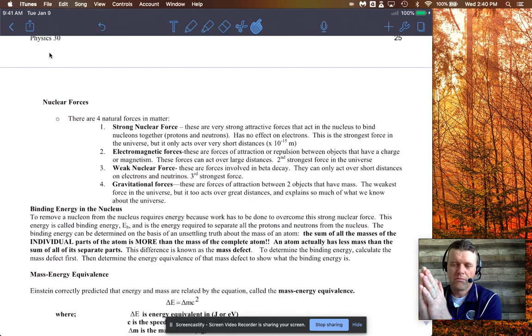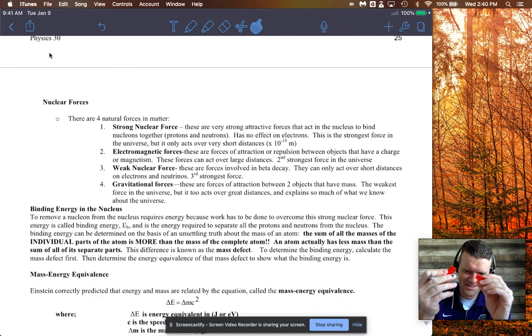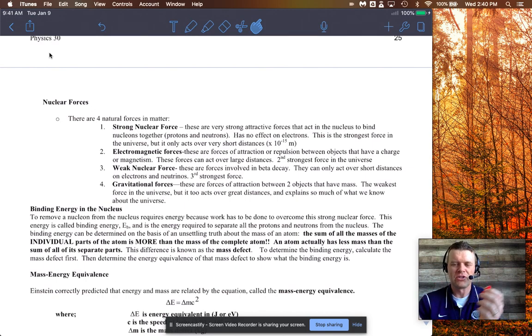The electromagnetic repulsion between two protons. I've got two protons right here. Here's one and here's one. Protons normally hate each other. You can't get them together. They'll just repel because of the electrostatic repulsion.